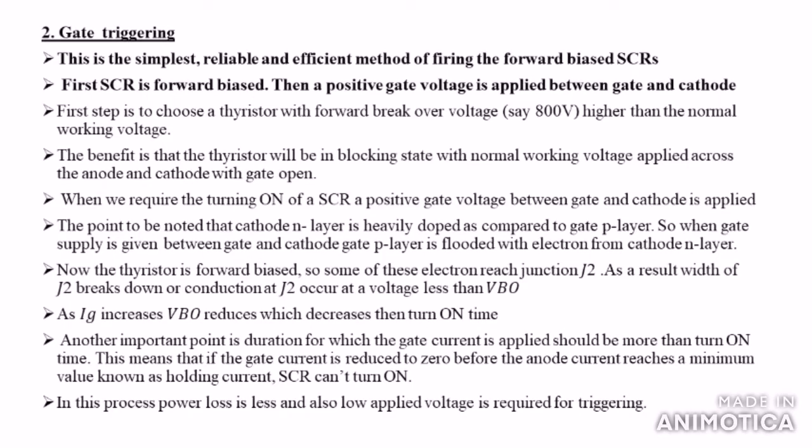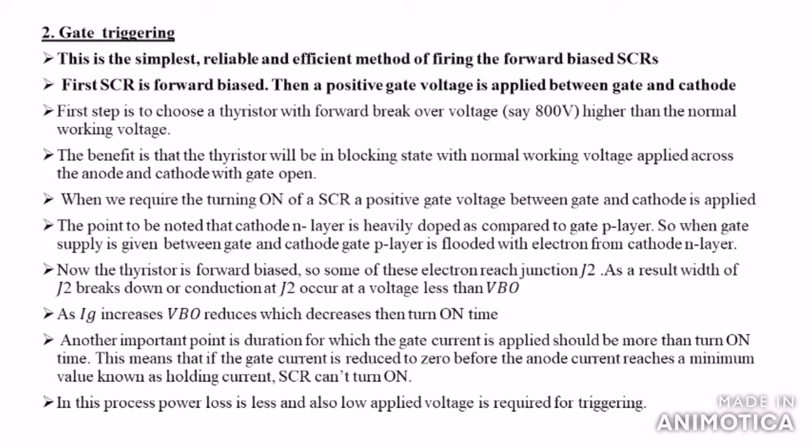The second method is the gate triggering method. This is one of the simplest, most reliable and efficient methods for turning on the device, and it is a widely used method. In the case of gate triggering, first the SCR is forward biased, that is, the anode is given a positive potential with respect to the cathode. Whenever it is forward biased, the outermost junctions will be forward biased, and the innermost junction will be reverse biased. A depletion region will be formed, and a small amount of leakage current will flow through the device.